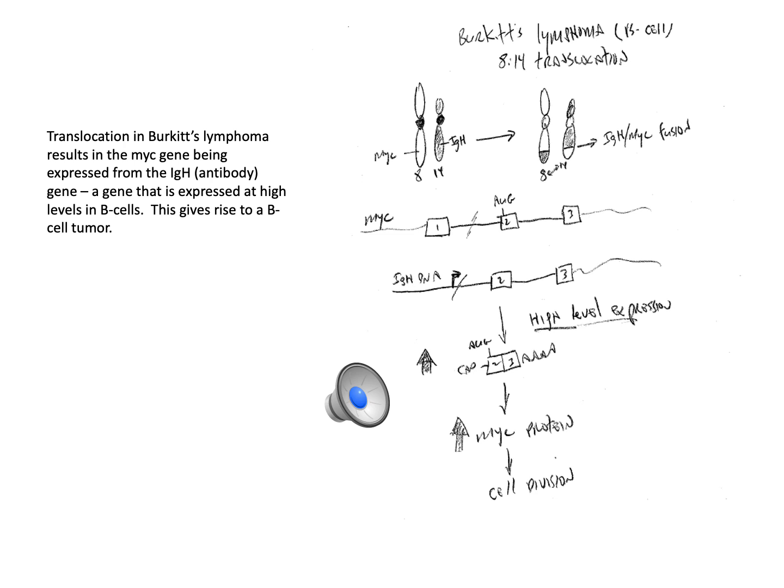So the end result of this translocation is bringing the MYC gene under control of the IGH promoter, which is expressed at high levels in B cells, leading to a very elevated amount of MYC protein in the cell, and that is oncogenic and drives cell division.